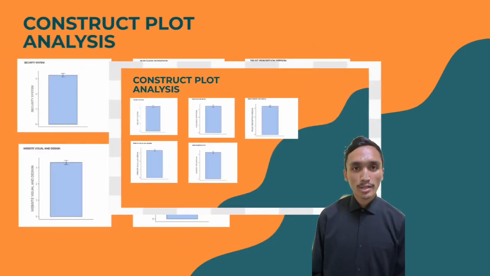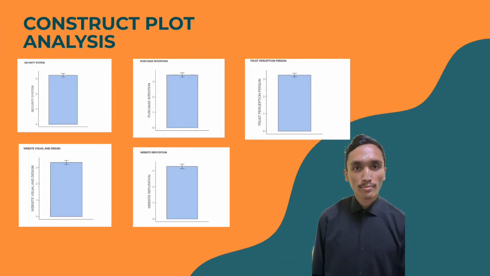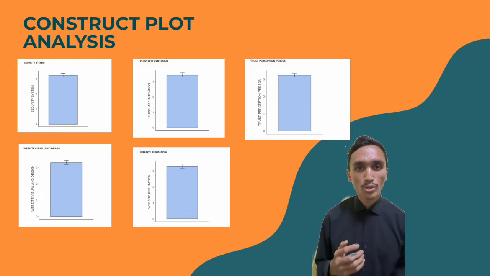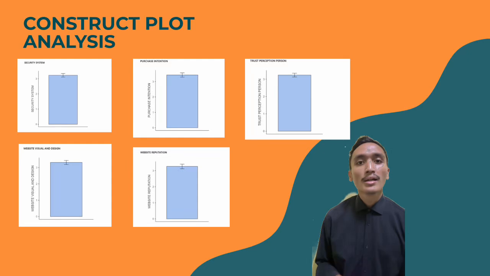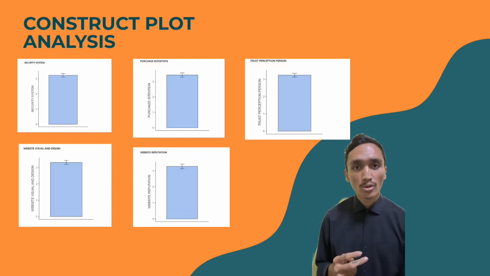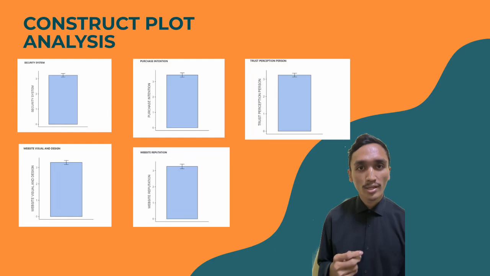Next, I will explain the plots for each main construct. The first plot represents the security system construct. The average score is 3.23, which indicates that respondents have a moderate perception towards the security aspect of the system. The second plot represents website reputation. The mean score of 3.27 indicates that respondents have a positive perception toward the website reputation and credibility.